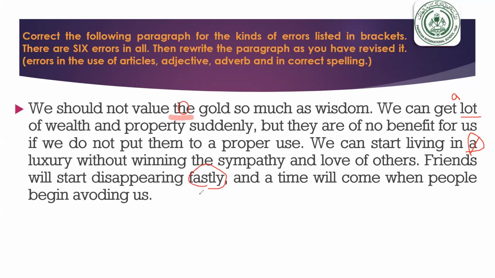This is an adjective. It is only fast. What do we write over here? Fast, FAST. This is the word fast. And a time will come when people begin avoiding. Now here's the mistake of spelling. First, adjective spelling. Now you can see, dear students, 6 mistakes will be there. Avoiding spelling would be here. Also, you will find avoiding. I will write here the spelling of avoiding. Spelling A, yes. A, V.